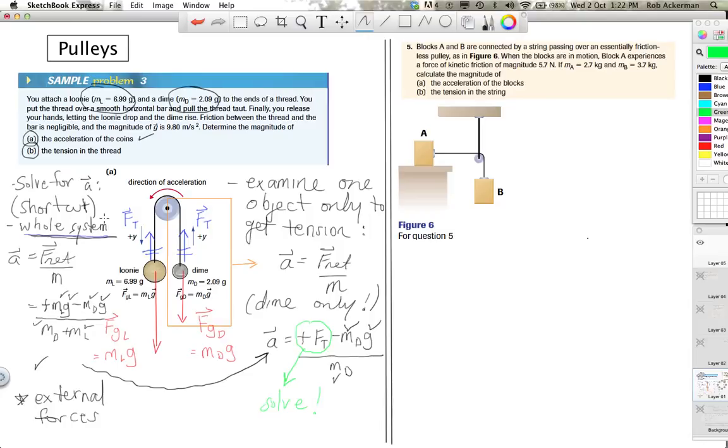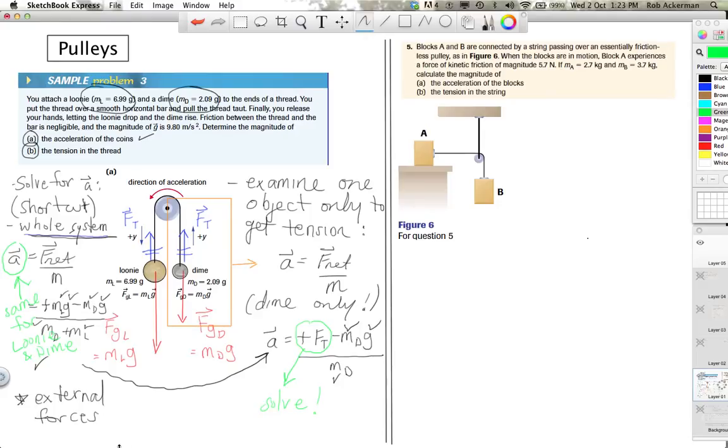One idea that I neglected to mention in the beginning is the fact that the acceleration of the dime and the loonie must be the same. So let me put that in there, and let me see if you can think of why this must be true. Same for loonie and dime. Why is that the case? Think about it for a moment. Pause the video if you have to.